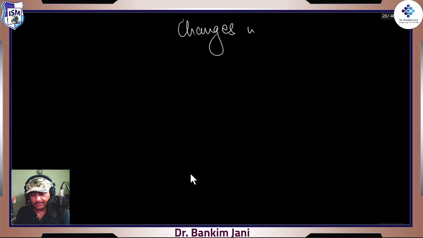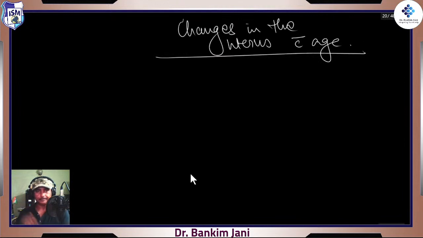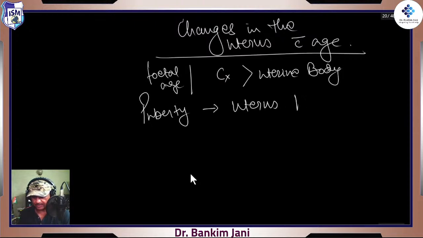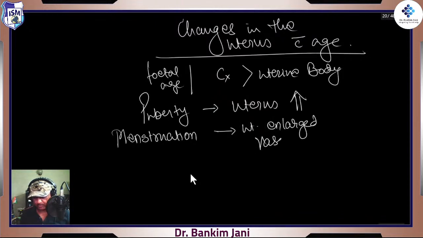You see, there are few changes in the uterus, right, with age. See, in the fetal age, you'll find that the size of the cervix is bigger than the uterine body, right? It is actually bigger. Only during puberty, the size of the uterus increases, it enlarges. Plus, it enlarges more during menstruation, right? It makes sense because walls were thickened, uterus was enlarged, it was more engorged, there was more blood supply, it was more vascular, right? So that's why its size is increased.